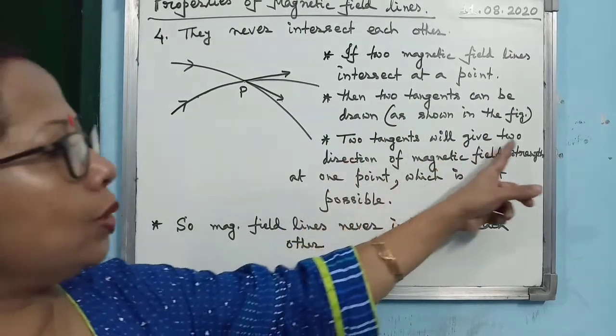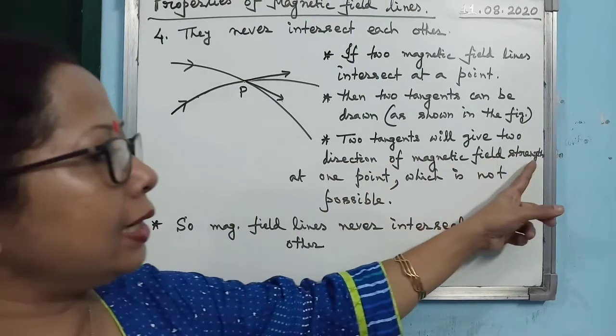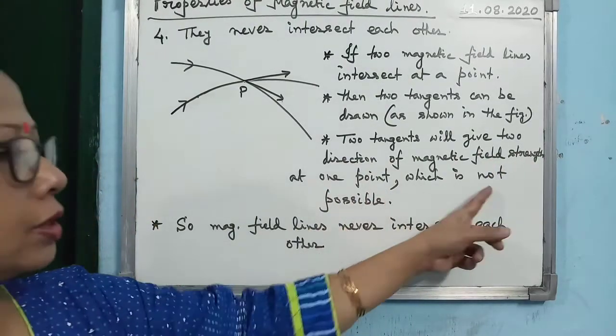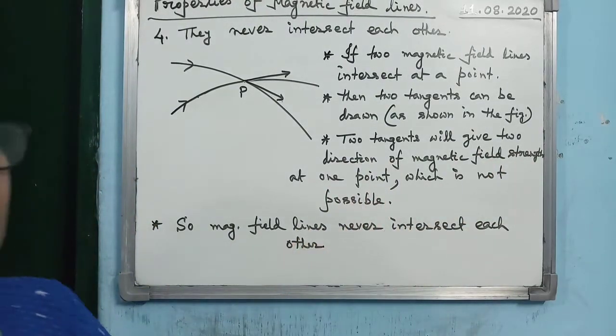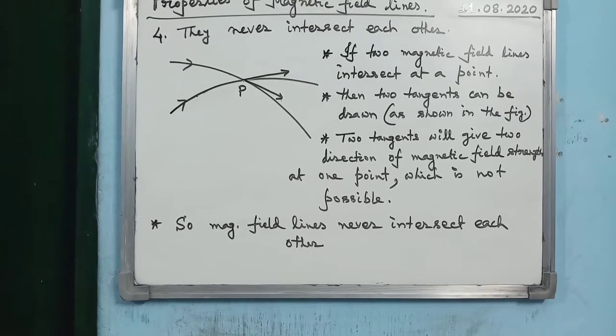So two tangents will give two directions of magnetic field strength at one point, which is not possible. So magnetic field lines never intersect each other. Alright, and as I already mentioned, the third and fourth properties are.